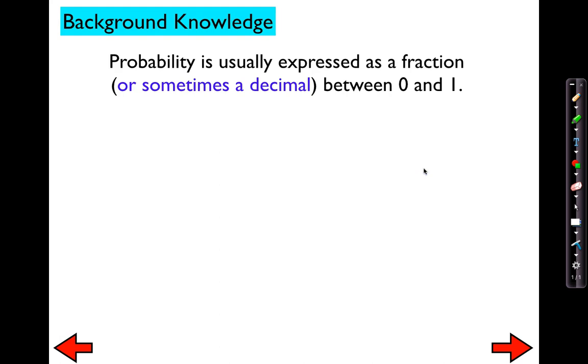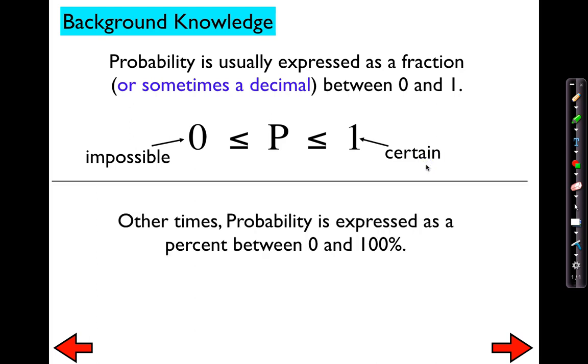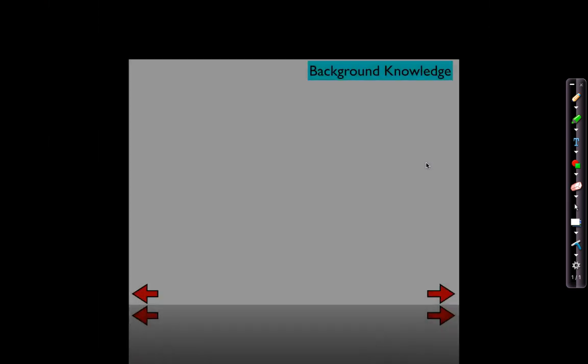So background knowledge, we've discussed this before. Please understand probability can be expressed as a fraction or sometimes a decimal between 0 and 1, 0 being impossible, 1 being for certain. But we can also express it as a percent. Once again, 0 being impossible and 100% being for certain.